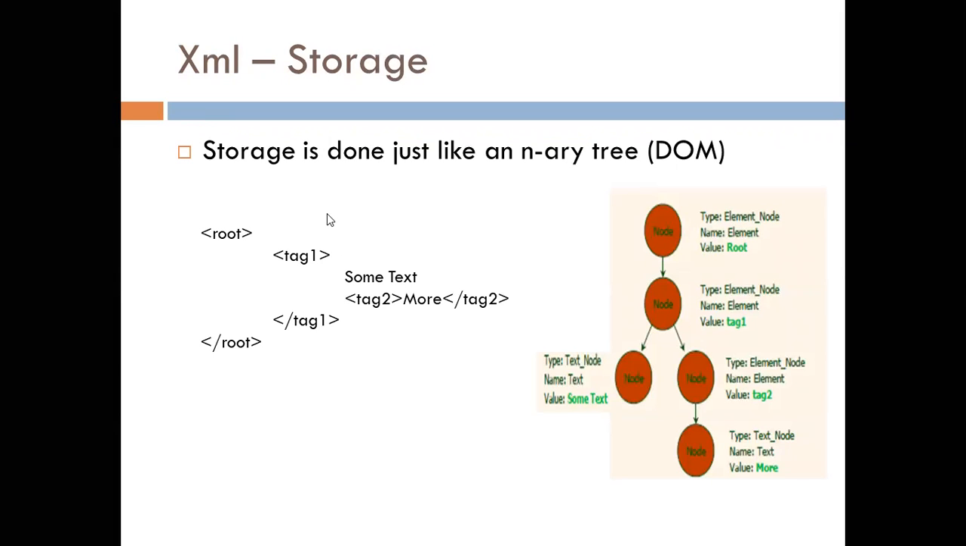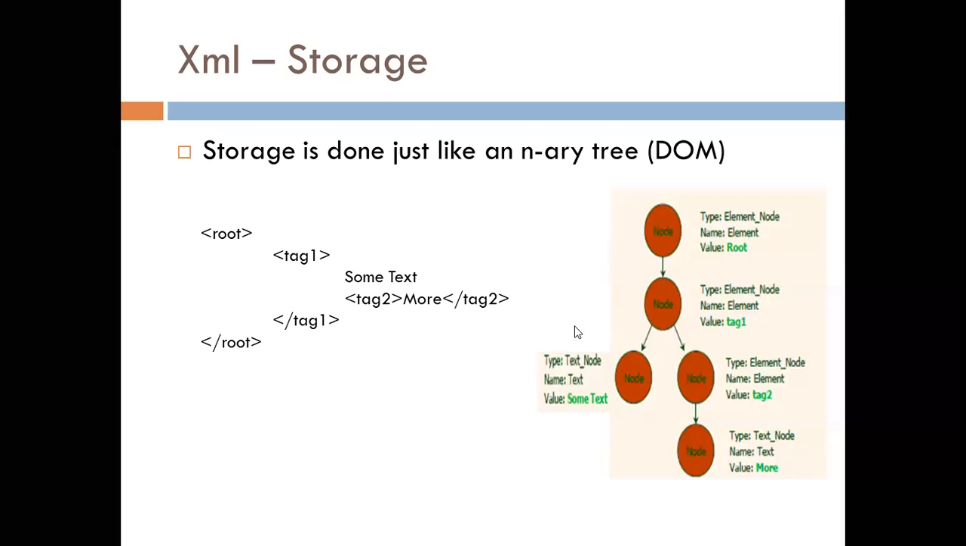So storage: XML is stored just like a tree format. Like this, over here, the same thing is represented. Everything is a tree. The root element is the root tag. Within that we have tag 1, then some text. Within that, tag 2, then more. So the same tag structure is mapped into the tree structure. Each node has the name of the element and its value. So it is a root, tag 1, tag 2, then the value is more, and on the other side, it is some text.